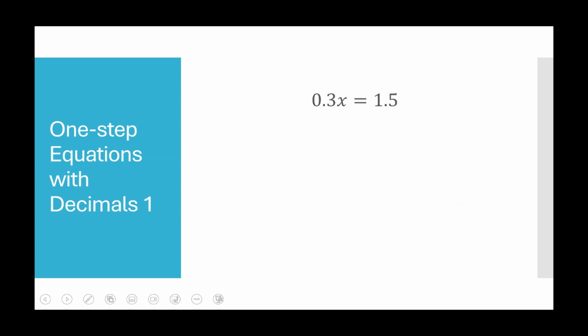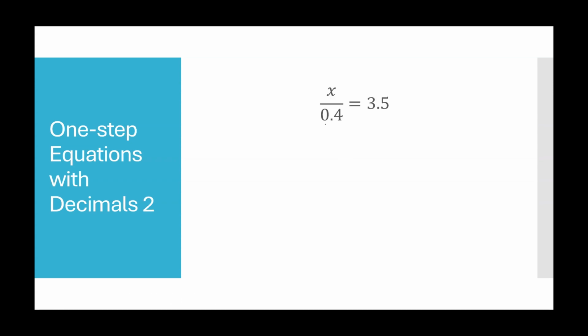When you see a decimal, again, don't panic. Everything's the same. We just have a different number. So we're going to divide by 0.3 on both sides because we were multiplying x by 0.3. And x is 5.